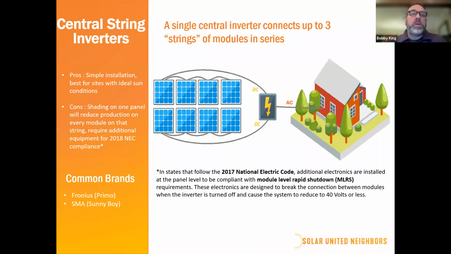So a central string inverter, you can see how it's wired. The panels are wired in series. They go to that one inverter, and then that'll go to your electrical panel. The benefit of that is it's less parts, less to break down.